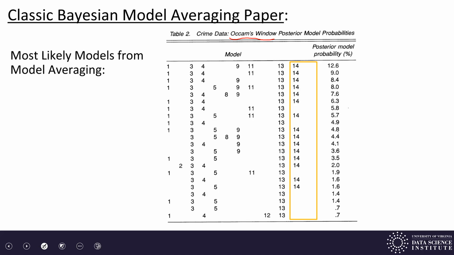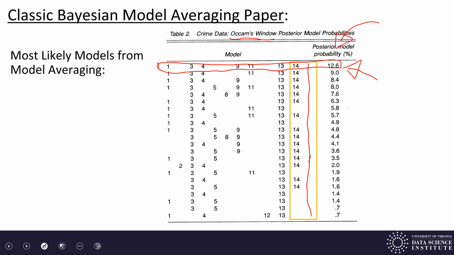When we look at predictor variables, 14 and 15 are the ones we care about. 14 is included in a lot of these models. 15 is not included in any of them; 15 is missing all the way down. This last column is the probability for each model. The first model here, forgive my inaccuracy in drawing on the screen, includes predictor variables 1, 3, 4, 9, 11, 13, and 14, and its probability is 12.6.